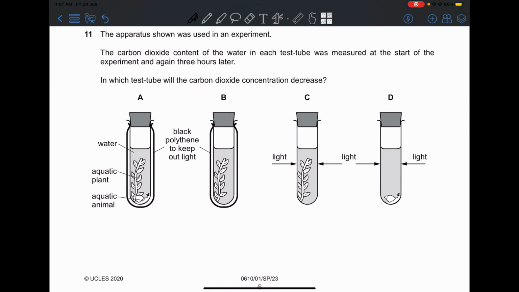Number 11, the apparatus shown was used in an experiment. The carbon dioxide content of the water in each test tube was measured at the start of the experiment and again 3 hours later. In which test tube will the carbon dioxide concentration decrease? Now we need the lowest carbon dioxide concentration. We know that this is going to be during the photosynthesis process. So we're going to be choosing C. This is because there is photosynthesis.